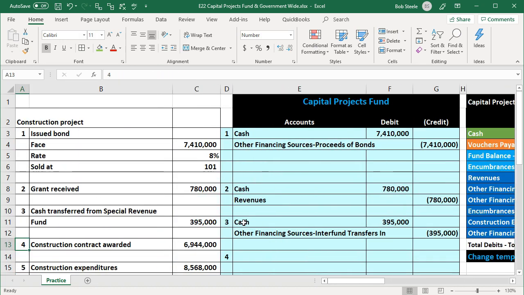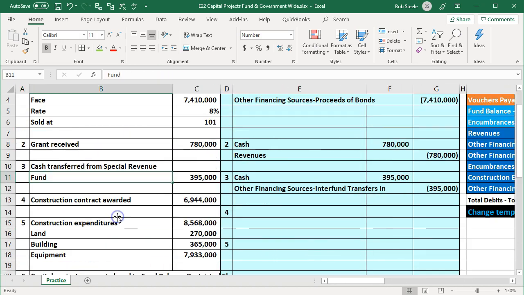Let's see, the next transaction that we have here is going to be number 4, construction contract awarded. So now we're going to be the government. We are awarding the contract then to a contractor. So we have awarded the contract to a contractor for construction. Now, if we think about that, we didn't actually do anything yet because we've signed a contract and said we expect you to do the construction progress and get it on the way, but nothing else has really happened yet.